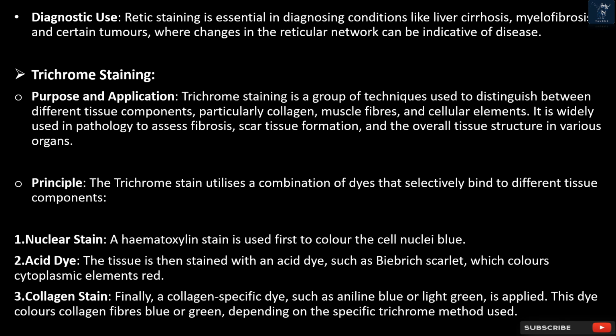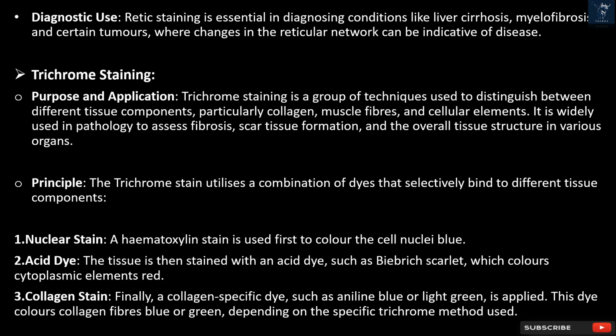Trichrome staining is a group of techniques used to distinguish between different tissue components, particularly collagen, muscle fibers, and cellular elements. It is widely used in pathology to assess fibrosis, scar tissue formation, and the overall tissue structure in various organs. Principle: The Trichrome stain utilizes a combination of dyes that selectively bind to different tissue components.